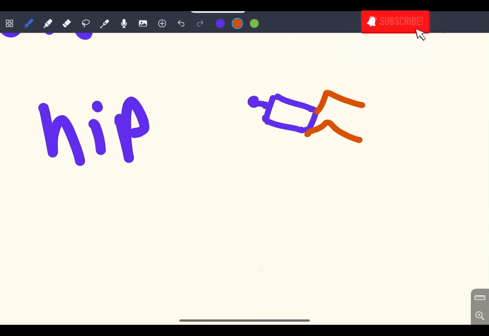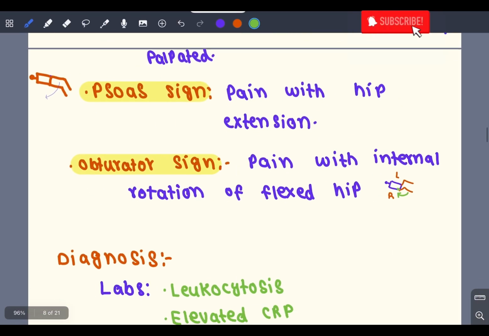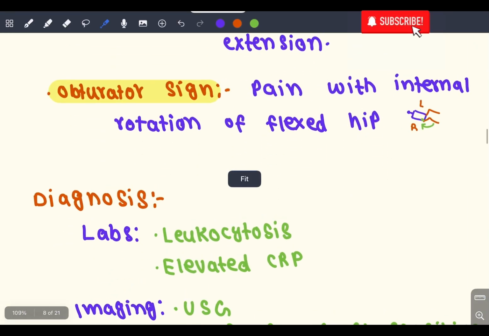Now let's say this is the right side of the patient and this is the left side of the patient. Now if I rotate these, causing internal rotation of the hip, then the pain will occur over here. That is called Obturator sign. So what is Obturator sign? This is pain with internal rotation of the flexed hip. So these are some signs that are related to appendicitis.